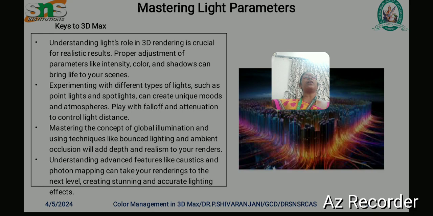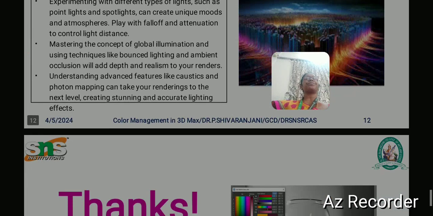Play with the falloff and attenuation to control the light distance. Mastering the concept of global illumination and using techniques like bounce lighting and ambient occlusion will add depth and realism to your renders. Understanding advanced features like caustics and photon mapping can take a rendering to the next level, creating stunning and accurate lighting effects.